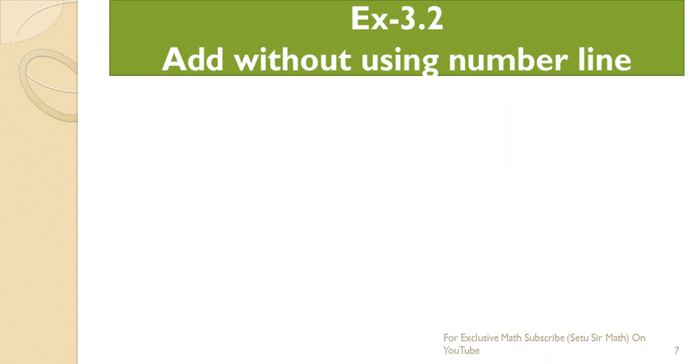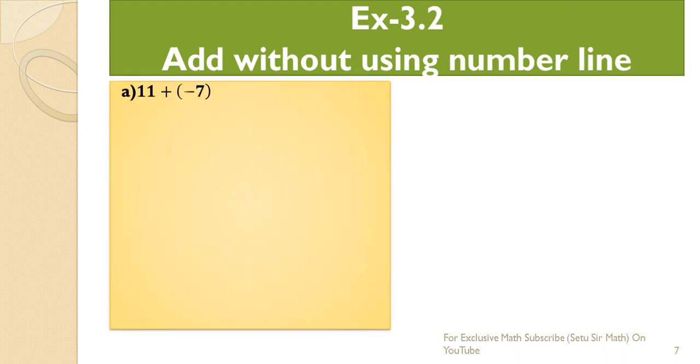Exercise 3.2, add without using number line. In the previous slide we used number line for finding the summation. Now we will find the sum without using number line. 11 plus minus 7, and we know the multiplication rule of plus and minus sign. Plus and minus, that would be minus. So for 11, if there is no sign on the left side, that means we will think the sign is plus. So from plus 11 and minus 7, that would be minus. From 11 minus 7, that would be 4, and the sign will be plus.